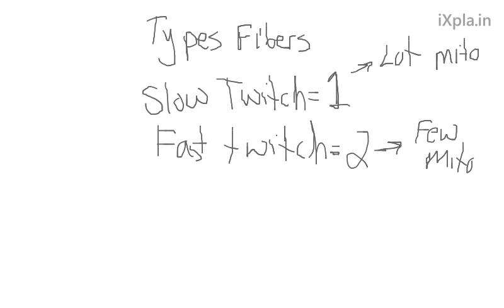Now, if you just memorize this one fact about muscle fibers, type 1, slow twitch, have a lot of mitochondria. Type 2, fast twitch, have a few mitochondria. Very simple exercise. Very, very simple to remember. Now, the reason why it's best to memorize this one fact is because everything builds on this fact. Now, let's go to slow twitch.